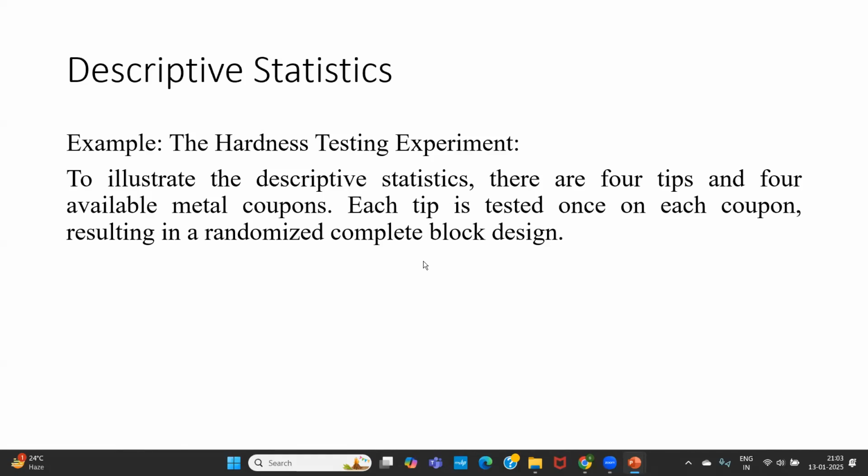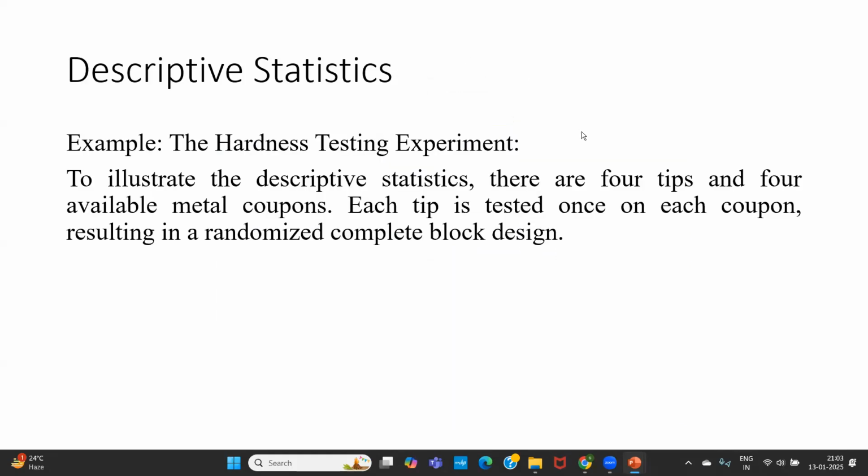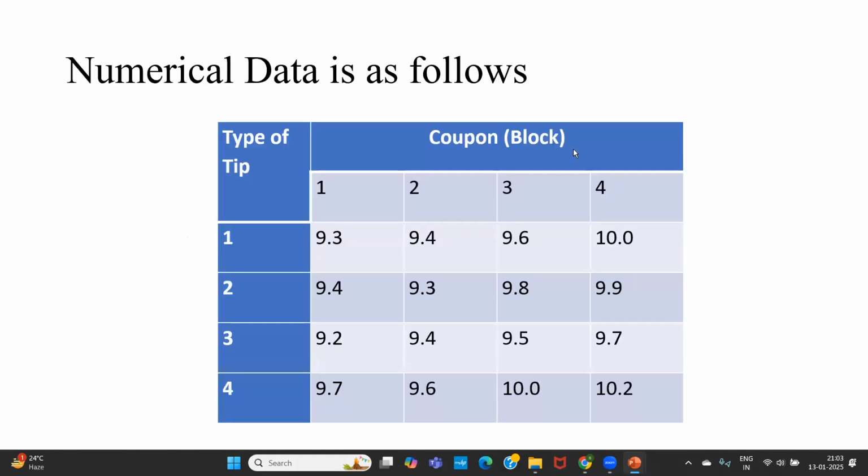Whenever there is heterogeneity in your group, you have to divide that group in terms of blocks or some groups. A similar hardness testing experiment is there. In this experiment, there are 4 coupons and 4 types of tips. Accordingly, this hardness data is generated, and we analyze this data next using descriptive statistics.